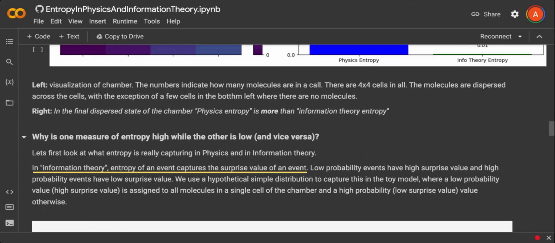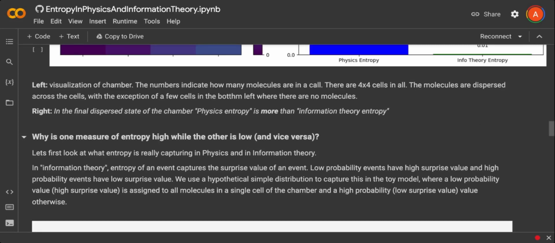In information theory, entropy of an event captures the surprise value of an event. Low probability events have high surprise value and high probability events have low surprise value. We use a hypothetical simple distribution to capture this in the toy model. That is, we assign a low probability, or high surprise value, to the initial state where all molecules are in a single cell of the chamber.